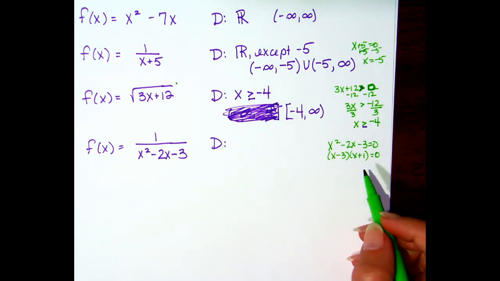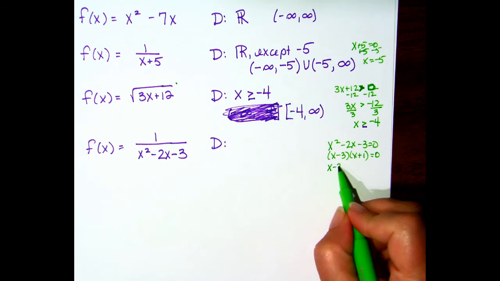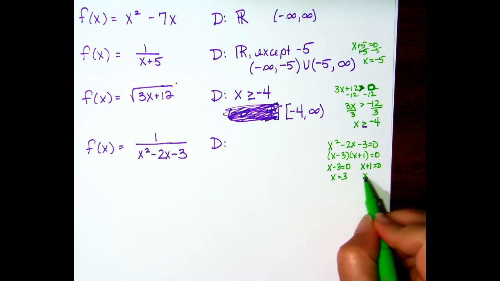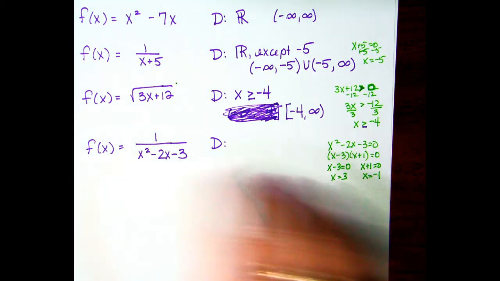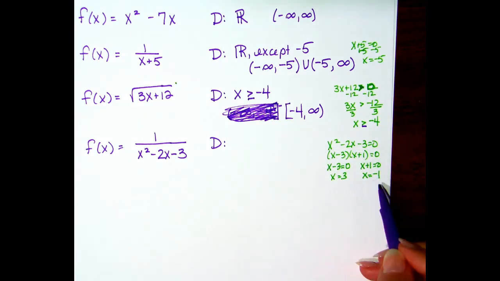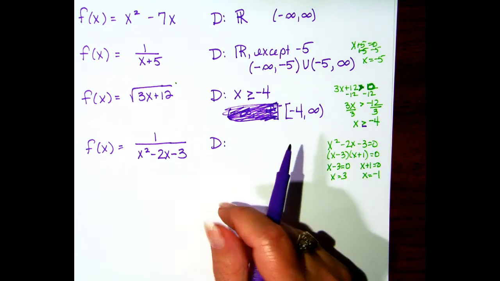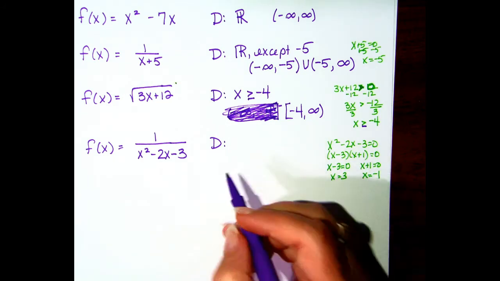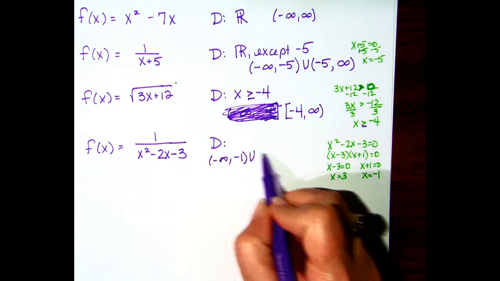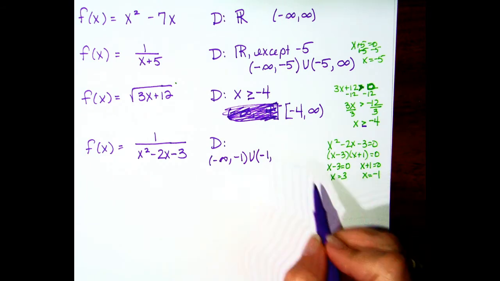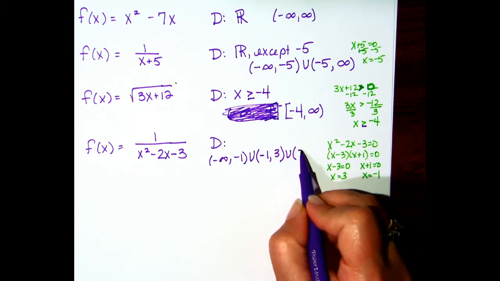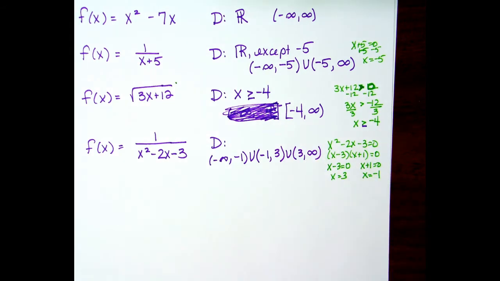So what do I do with this? So x equals 3 and x equals negative 1. How do I write that as my domain? I could write all real numbers except negative 1 and 3, but might as well write it in interval notation because that's what you know you need anyways, right? So negative infinity to what? Negative 1, and then negative 1 to where? 3, and then 3 to infinity. Yeah.